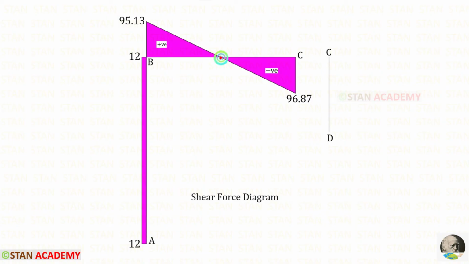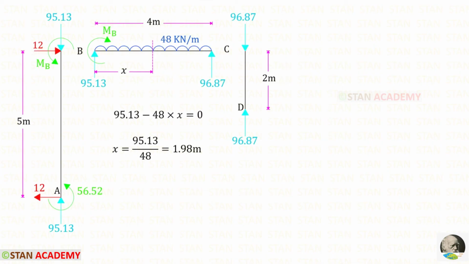At this point, the shear force becomes 0. In the beam BC, at this point, there will be maximum positive bending moment. We can make a section at this point and find the distance. You can see that I have made a section at that point at a distance of x from B. We know that at this point the shear force is 0. Using that we can find x.